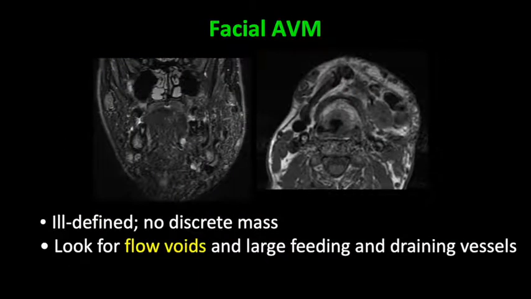So this is an example of an extensive facial AVM. Impossible to draw a circle around a discrete mass. What we're really looking at is the abnormal vessels, and that is what makes up AVMs. So we're going to look for flow voids. We're going to look for large feeding and draining vessels when we are considering the possibility of a facial AVM.